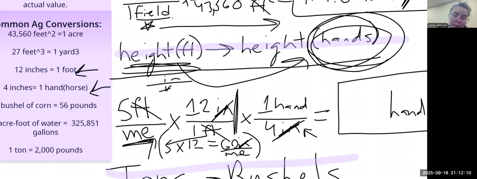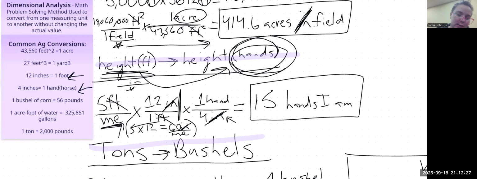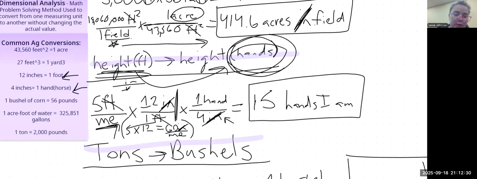So then we would do 60 divided by 4, which is 15, right? 15 hands. I am tall. I am 15 hands tall. And so you have a couple of options here when you write this out. You can either rewrite it and drop this whole section down to this, where I rewrote it, or you can multiply straight across. I often recommend rewriting it. I just didn't have the space to rewrite it.